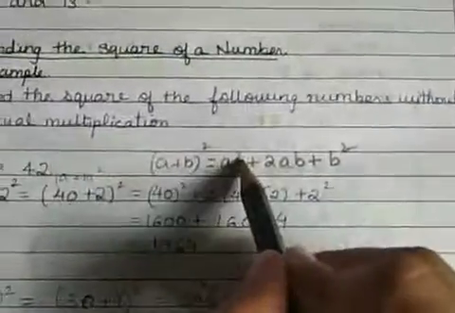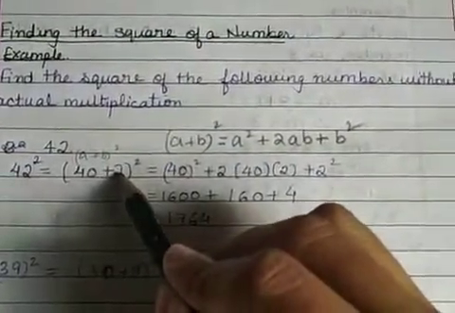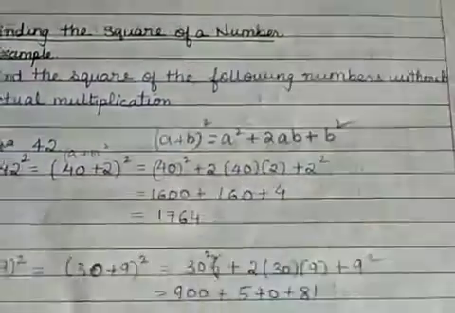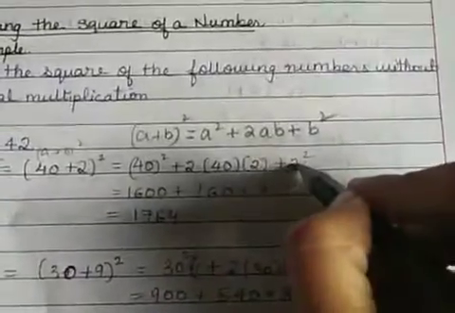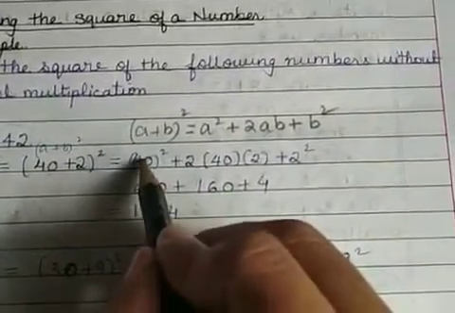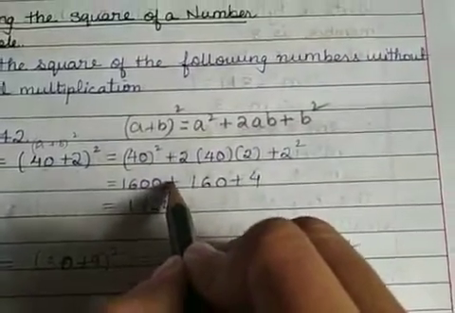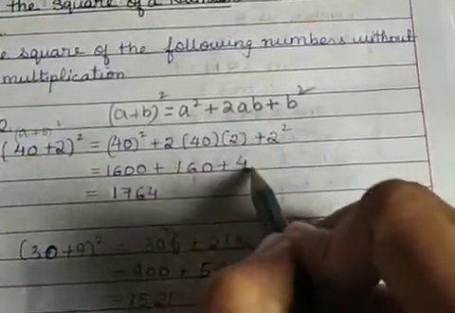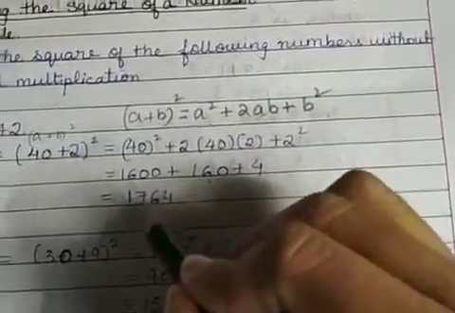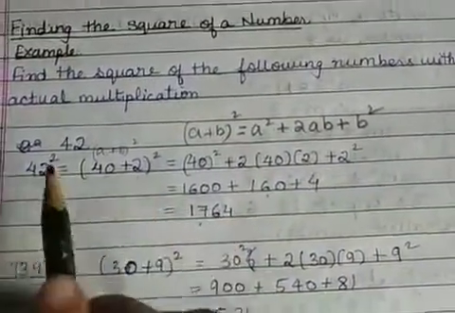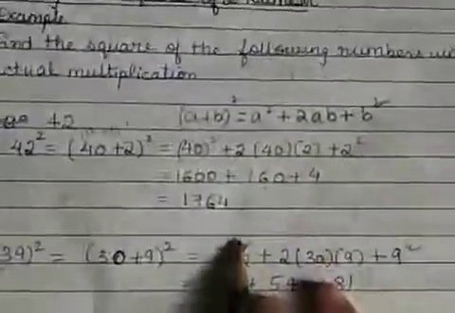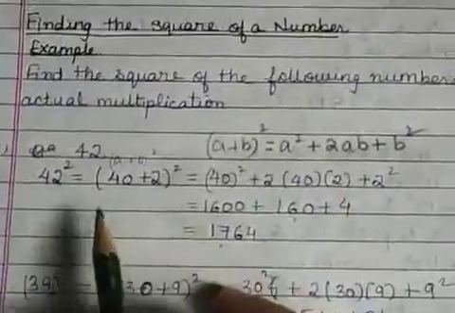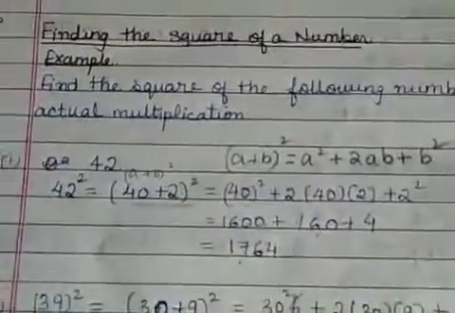So using this identity, (a plus b) the whole square is a square, so 40 square, plus 2 times ab, so 40 into 2, plus b square, which is 2 square. On simplification, 40 square is 1600, plus 4 2s are 8, 2 8s are 16, so 160, plus 2 square is 4. By adding all this, we get 1764. So 42 square is 1764. So without actually multiplying 42 into 42, we can find the square of 42 by using this method.